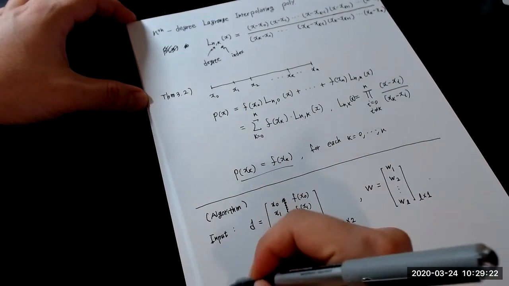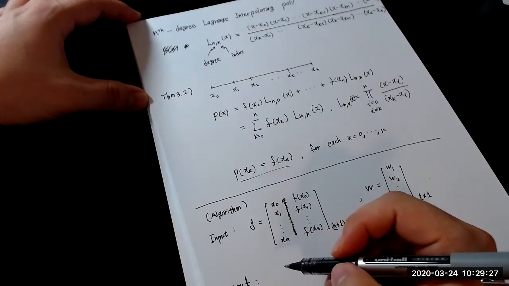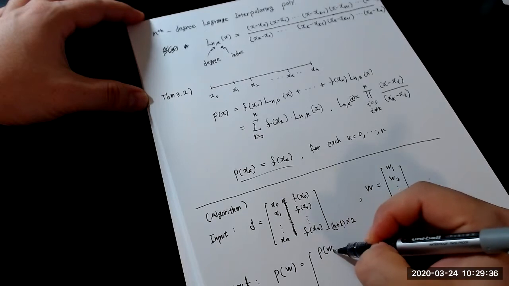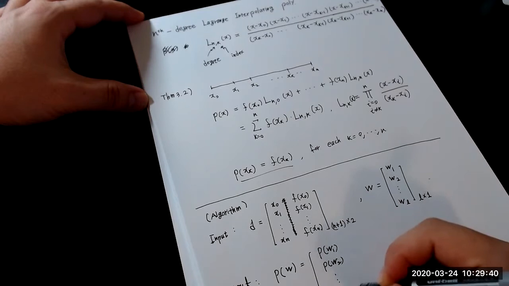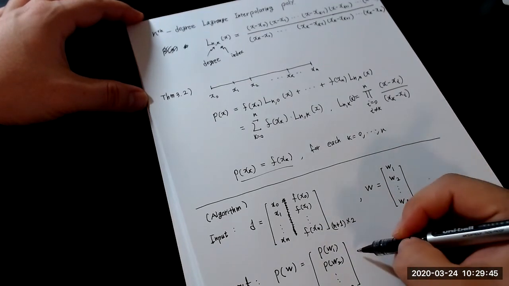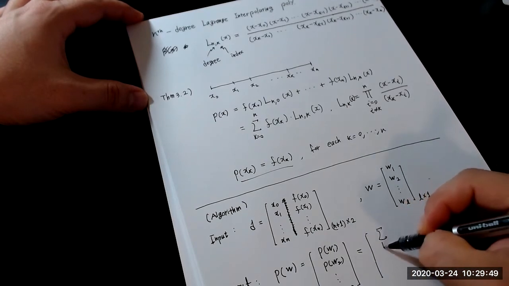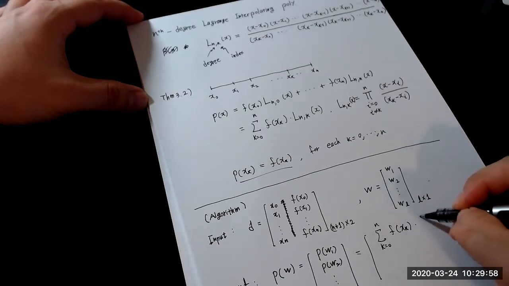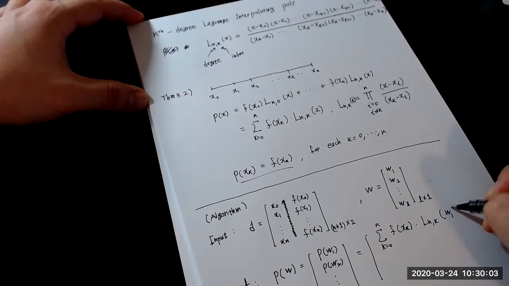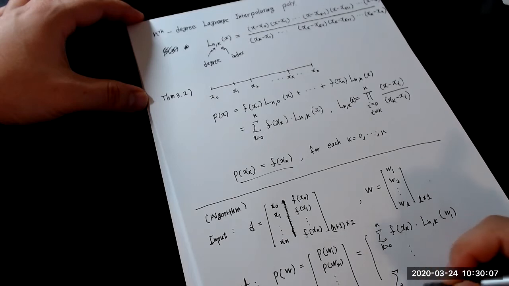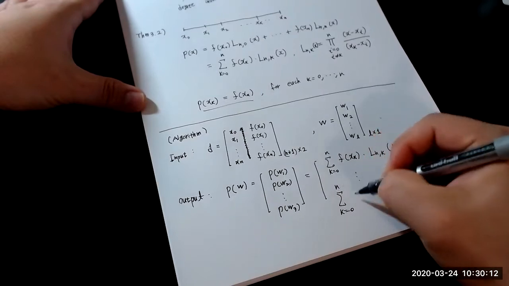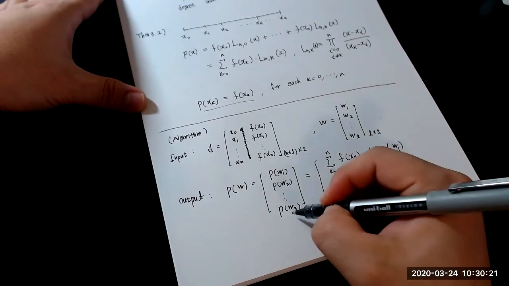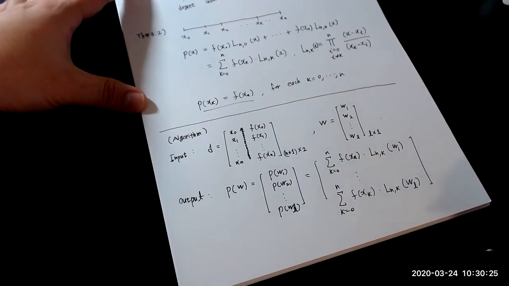And then the output is going to be P of W, which means P of w1, P of w2, through P of wL. What does that mean? It means the sum over k from 0 through n of f of xk times l n,k of w. Sorry, this should be L, so wL.